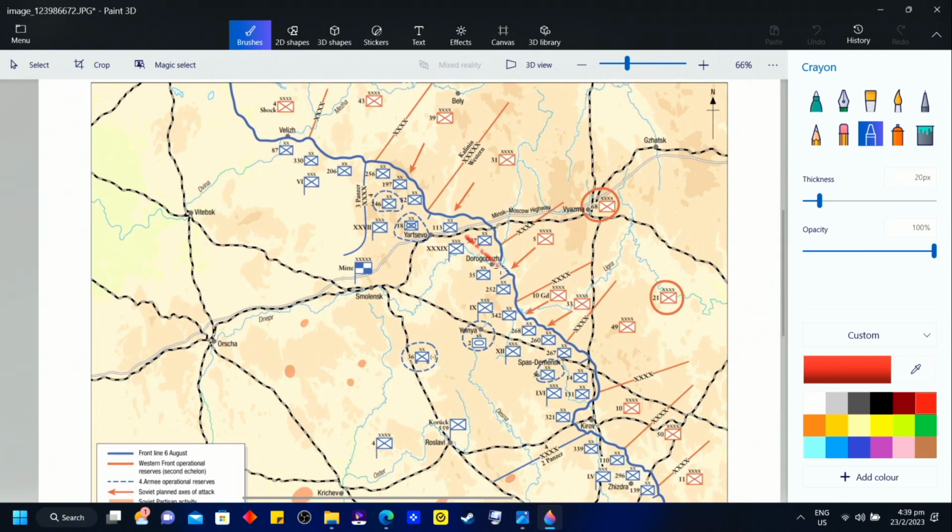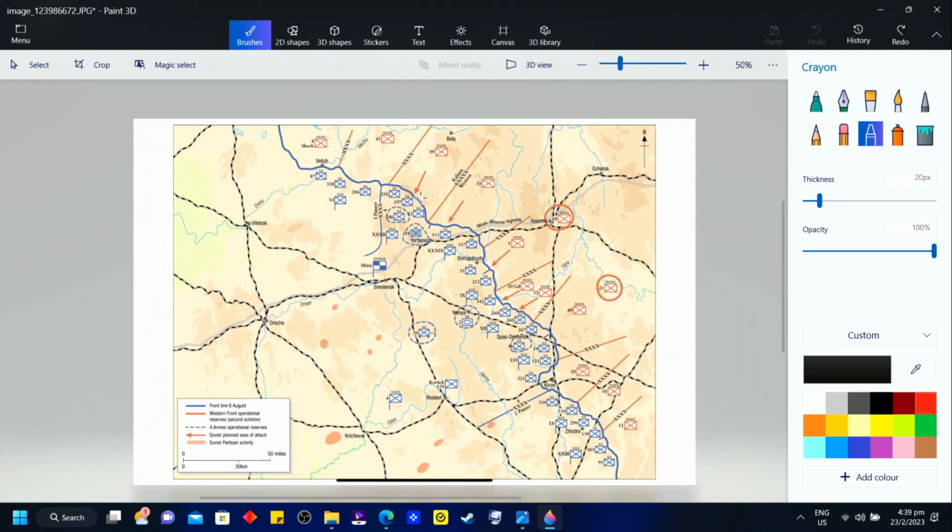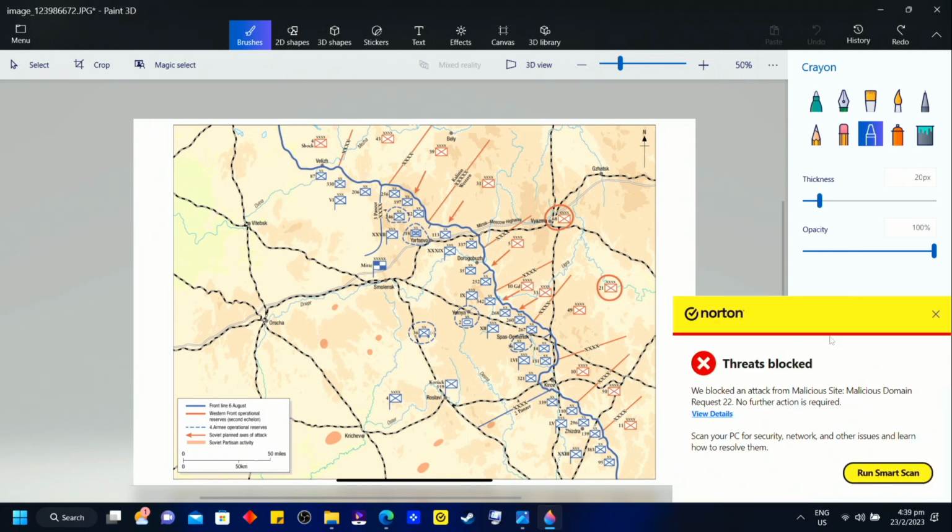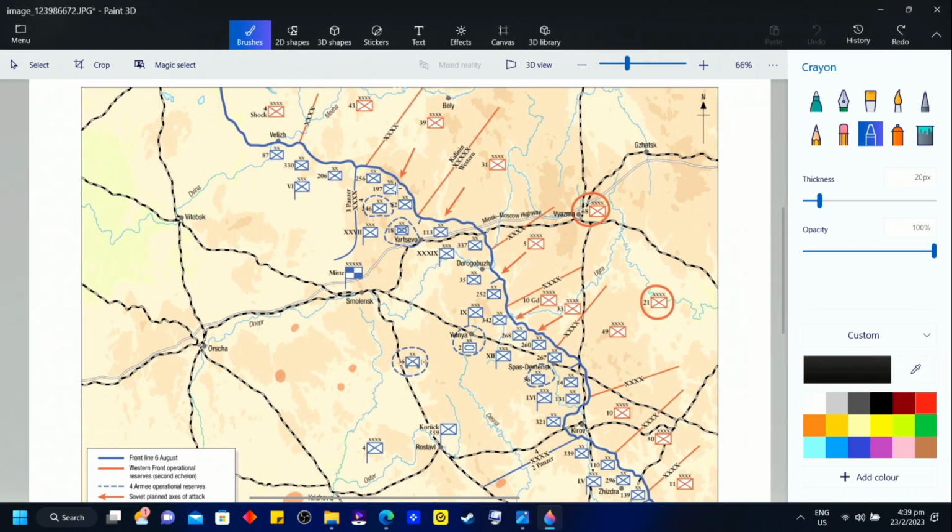Then the 4th Army. Let's talk about the 4th Army on the German side. The 4th Army was part of Heeresgruppe Mitte, or Army Group Center. So this entire front is basically Army Group Center. The 4th Army will be the main opponent in this battle.